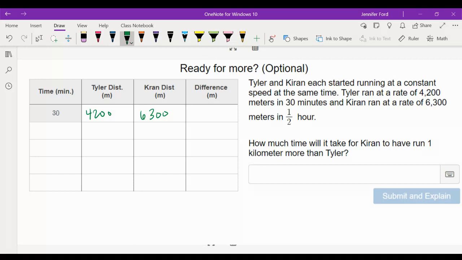1 kilometer is the same thing as 1,000 meters. So we're looking for the difference to be 1,000 meters. So what's the difference now? The difference now is 6,300 minus 4,200, which is 2,100 meters.